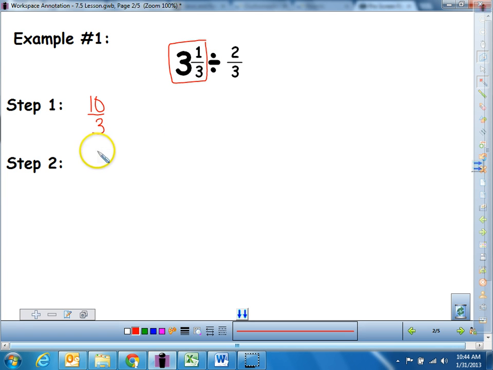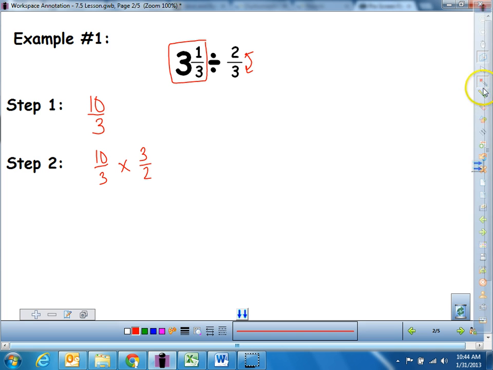So now we want to rewrite the problem as multiplication. So I'm going to have 10/3, and instead of dividing, I'm going to change it to multiply, and I need to flip this around. I need the reciprocal of 2/3. So I have 10/3 times 3 over 2. Perfect. So now I've rewritten it as a multiplication.